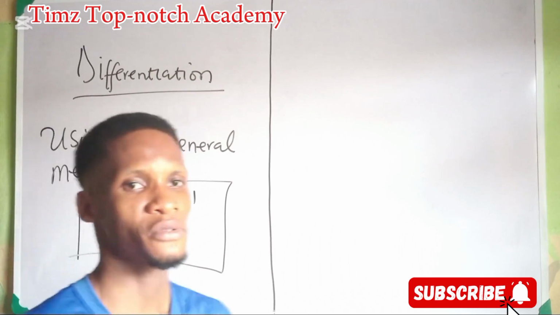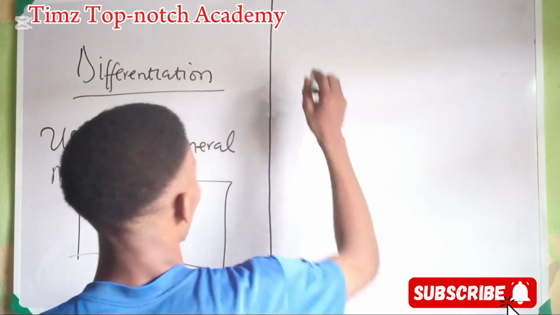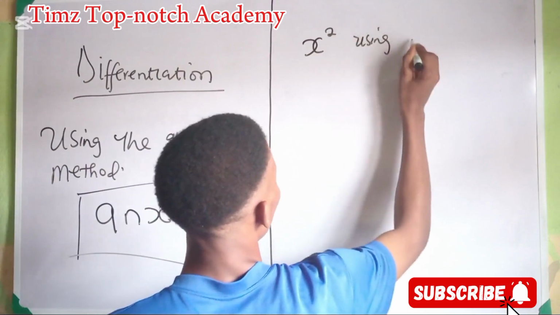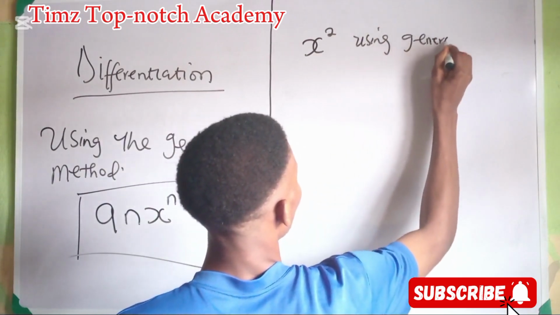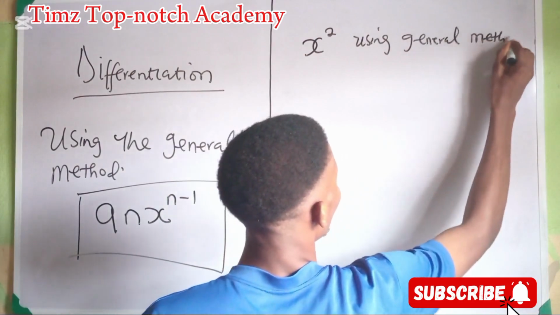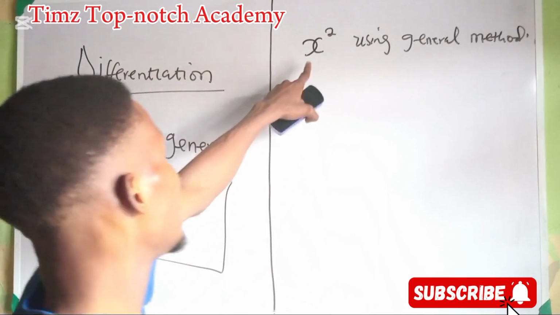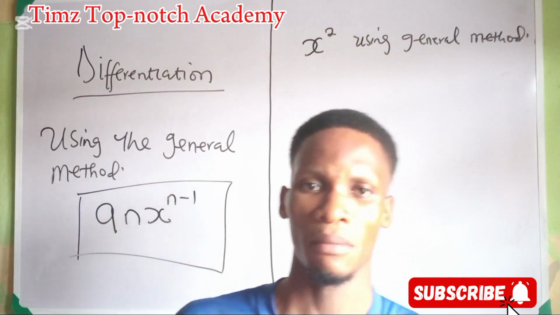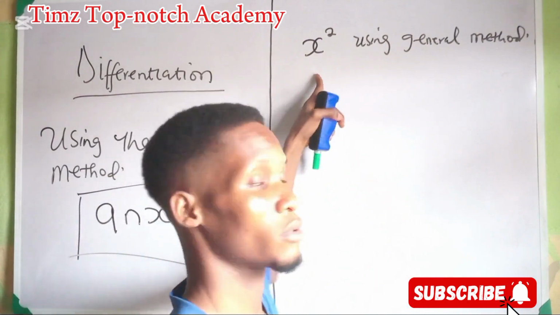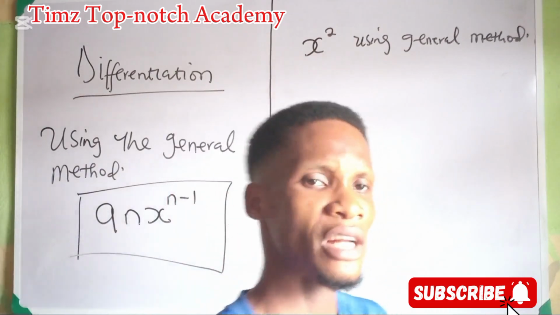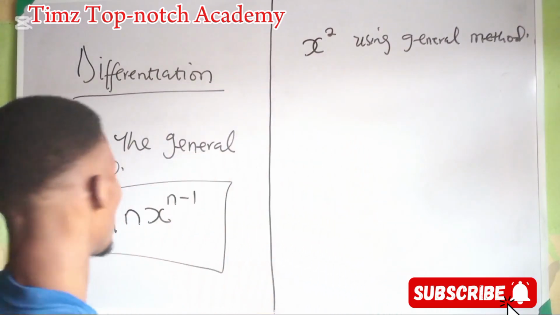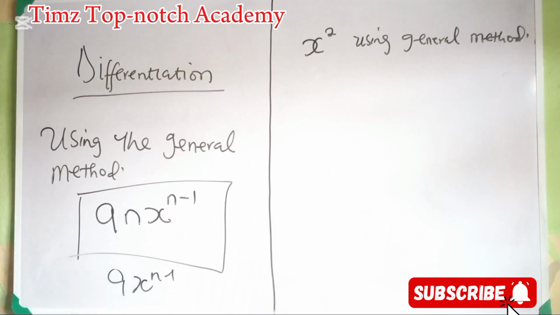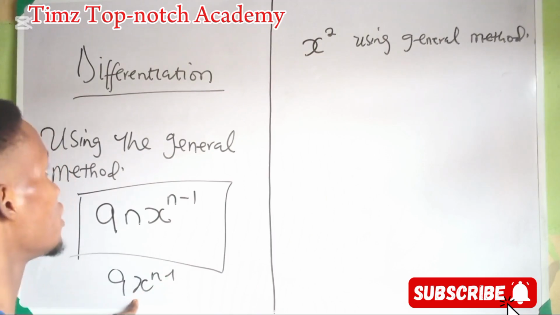So let's say we are asked to differentiate x raised to power 2 using the general method. Remember why I say differentiating x squared using the general method: because x squared can still be differentiated with other methods such as first principle. Do you understand? But using the general method, let's apply this formula. This formula states a x raised to n minus 1. Do you understand? So it means this now is in the form of this.